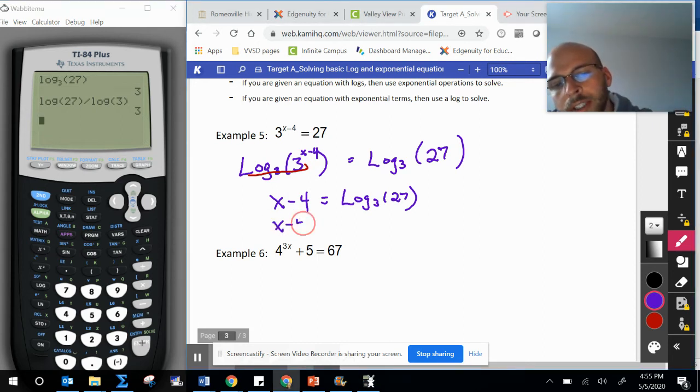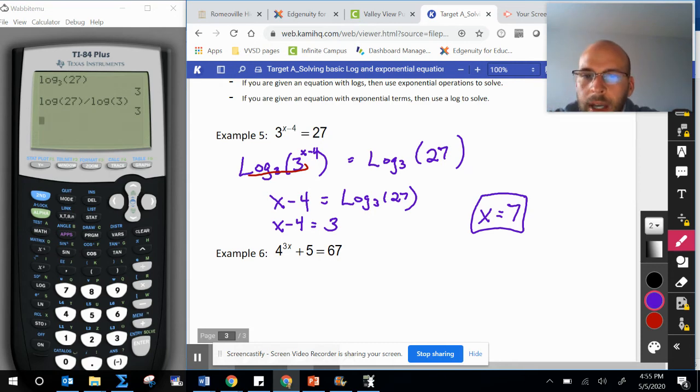But what I know is I know x minus 4, log base 3 of 27, we just set on the calculator is 3. So if I add that 4 over to the other side, I know x is going to have to be 7. Okay?